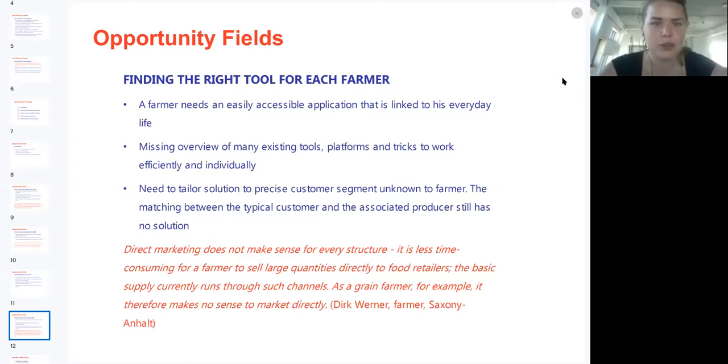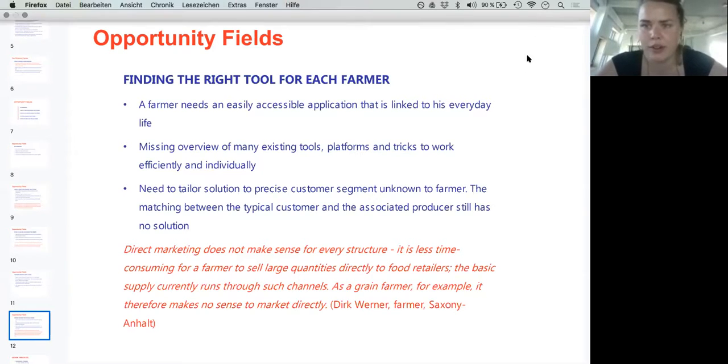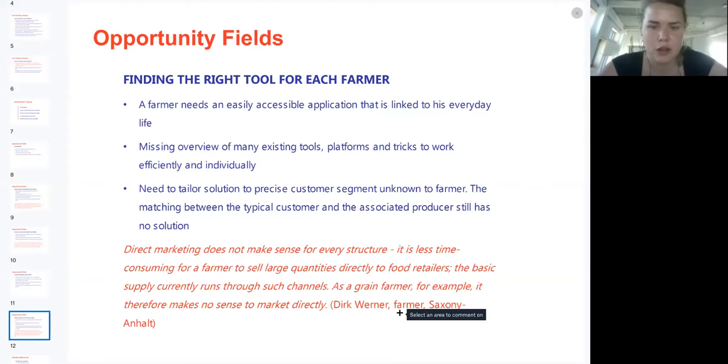So one opportunity would be to create an application that matches the different existing tools and platforms to the farmers, and especially to connect the different specific customer segments to a specific farmer that would probably not even know about the existence or where to find this customer segment.